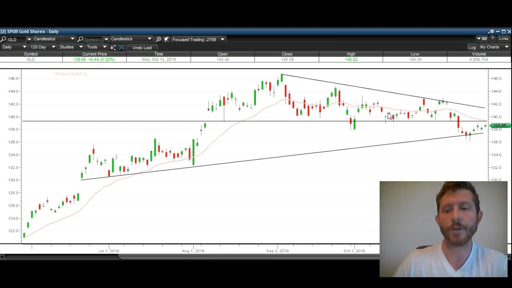But this is another level you want to watch, and that's right around 139. Okay, and that's that support. So if we reclaim that support, reclaim that level, that would make this recent breakdown a false breakdown, and I think that that could send gold higher as well. So right now we're kind of in between these two levels.